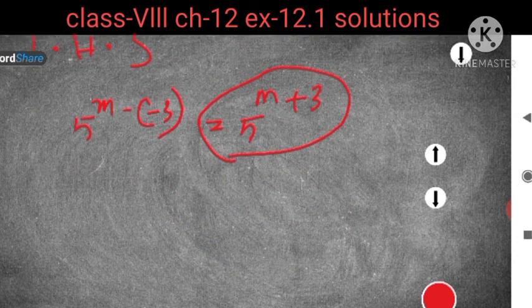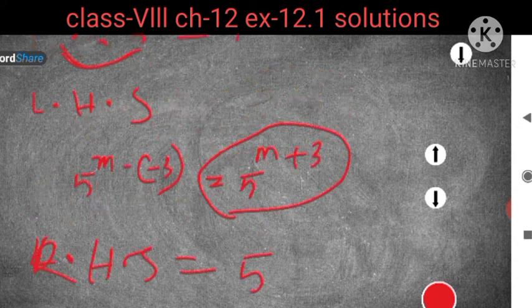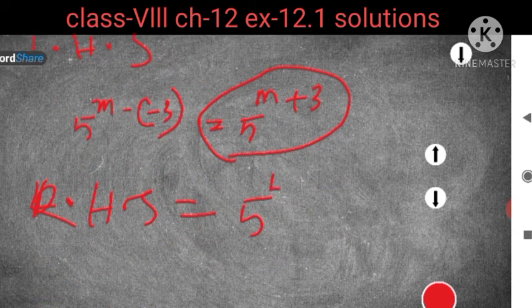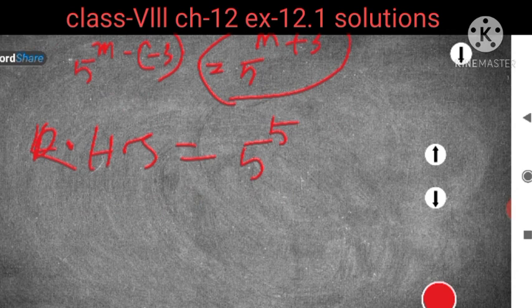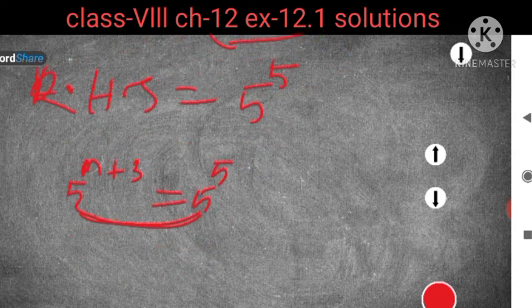So what is there in the right hand side? The right hand side is equal to 5 to the power 5. Now it is said they are equal, isn't it? They are equal means what? 5 to the power m plus 3 is equal to 5 to the power 5. Now they are equal means their bases are equal, isn't it? If their bases are equal, then their powers should also be equal, because in the statement it is given they are equal, isn't it?